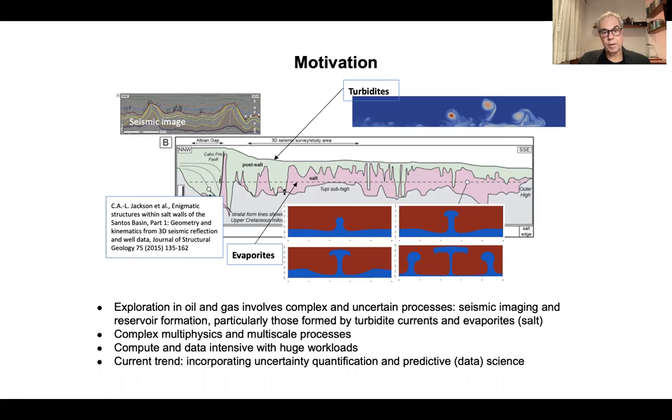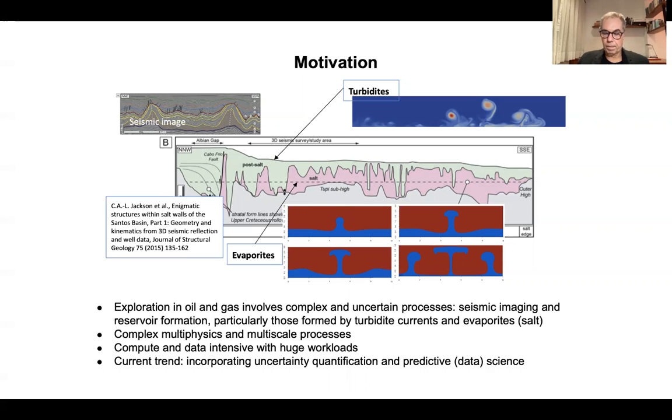Those are the basins where you can find most of the oil in Brazil. And as we'll see, the formation of reservoirs by turbidites, or even by evaporites, as I should say, is a complex multi-physics and multi-scale process. It is compute and data intensive, with huge workloads. And the current trend is to incorporate UQ and predictive data science.